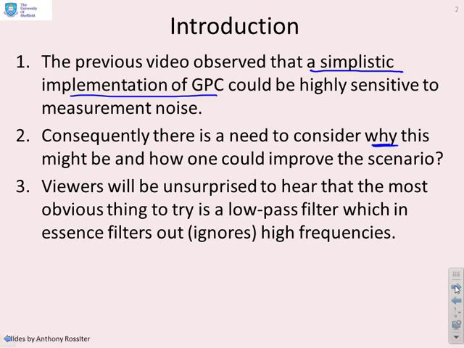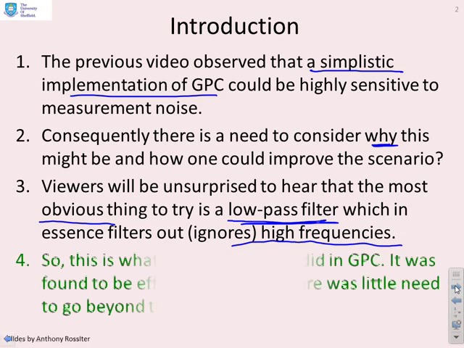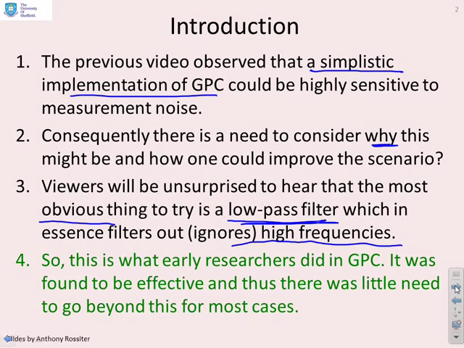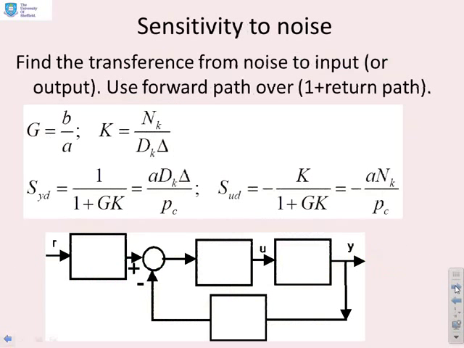Viewers will be unsurprised to hear that the most obvious thing to try is a low-pass filter. If I filter the output first, then hopefully it will filter out the high frequencies and therefore they will have less impact. This is in essence what early researchers did in GPC. It was found to be quite effective, and thus there was very little need to go beyond this for most cases, and you probably find the research on this stalled pretty much around the early 90s because people were happy with the progress they'd made.